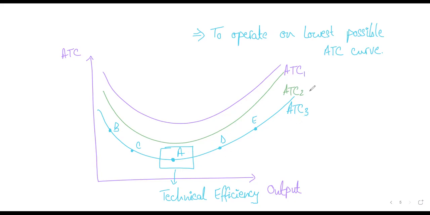So any point on the lowest possible ATC curve, as I've labeled A, B, C, D, E, is productively efficient. But yes, if you are operating on A, that is even better. Why? Because that is the lowest point of the lowest possible ATC curve, and that is known as technical efficiency, right? Is this simple?